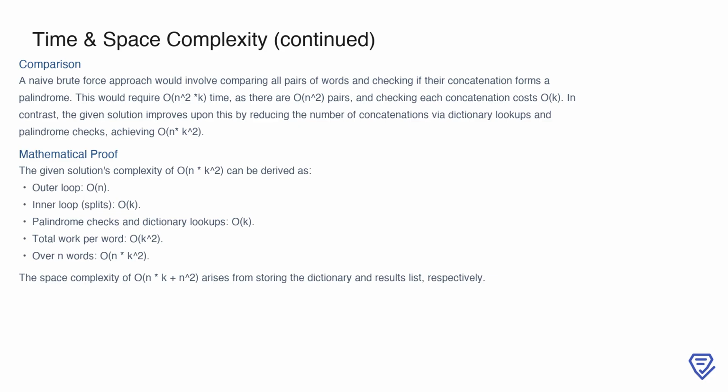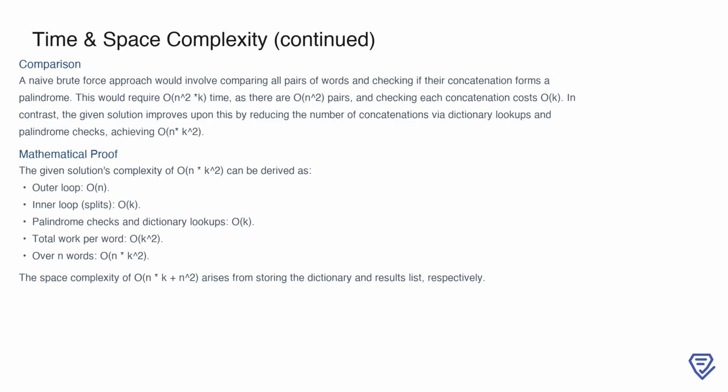Finally, let's compare this solution to a brute force approach. A naive method would involve iterating through all O(n squared) word pairs and checking if their concatenation forms a palindrome, which takes O(k) time per pair. This results in a total time complexity of O(n squared * k). The given solution significantly improves on this by avoiding unnecessary concatenations and instead using dictionary lookups and optimized palindrome checks, achieving O(n * k squared).